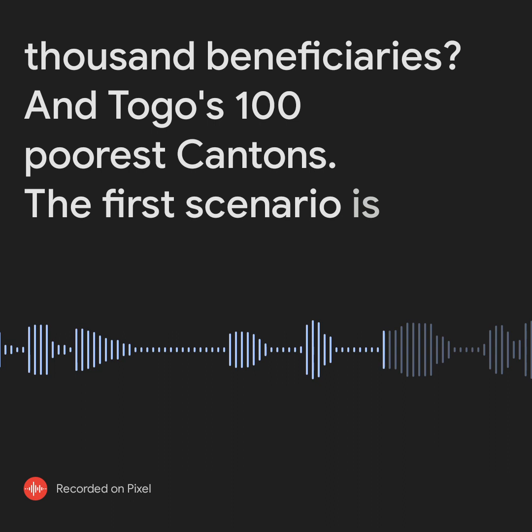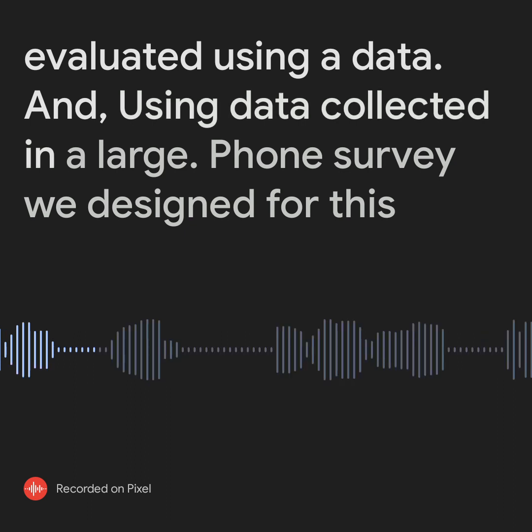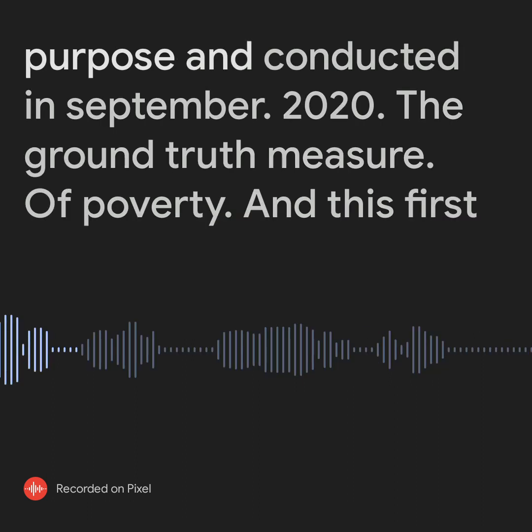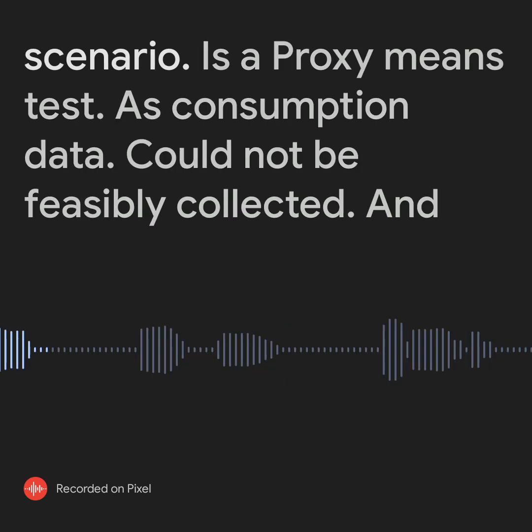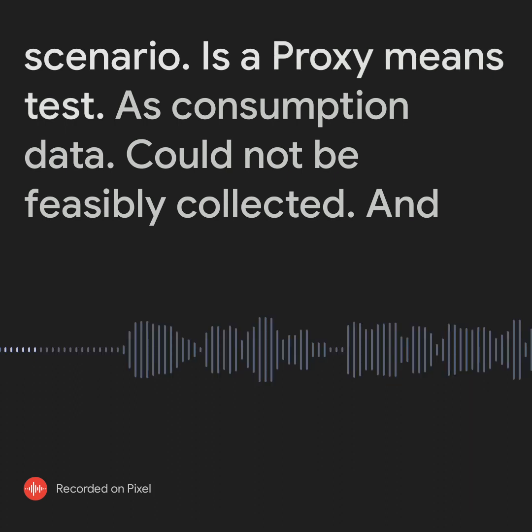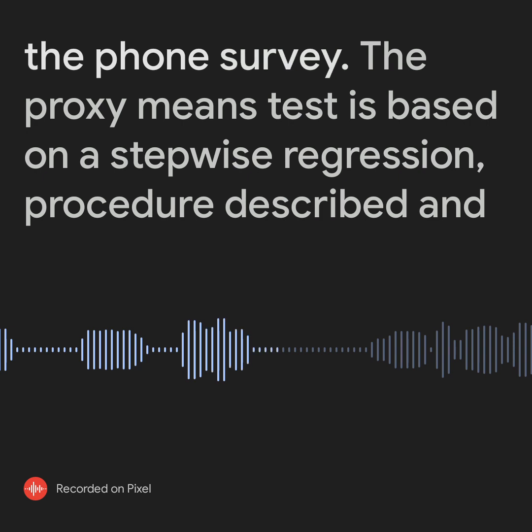The first scenario is evaluated using data collected in a large phone survey we designed for this purpose and conducted in September 2020. The ground truth measure of poverty in this first scenario is a proxy means test, as consumption data could not be feasibly collected in the phone survey.